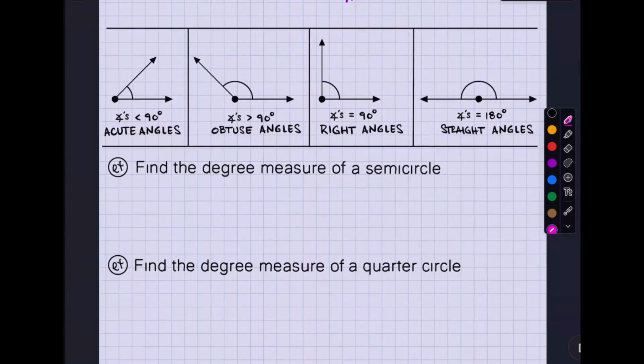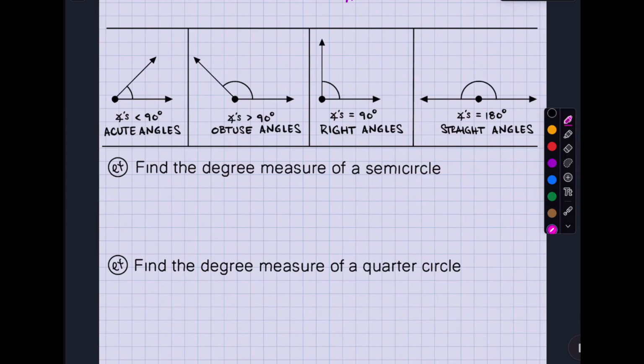Acute angles are angles that are less than 90 degrees. Obtuse, larger than 90. And if it's 90 degrees, it's a right angle. And if it's 180 degrees, then it's called a straight angle. Are any of this a surprise to you so far?